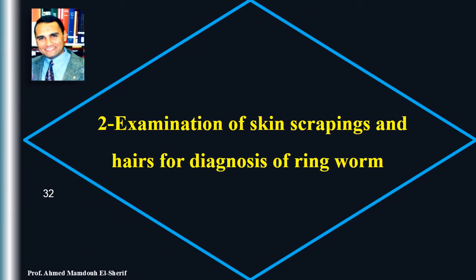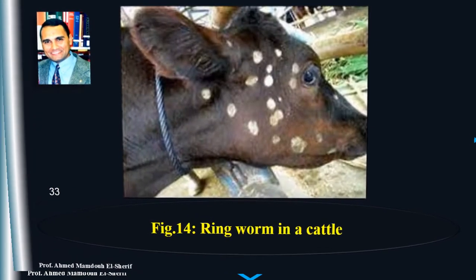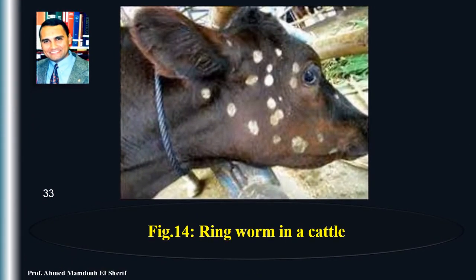Examination of skin scrapings and hairs for diagnosis of ringworm disease. Ringworm in the face of a cattle, taking ring shape with alopecic area and skin scrapings. This is part of the face, the side of the cheeks and under the ear, and also around the eye.